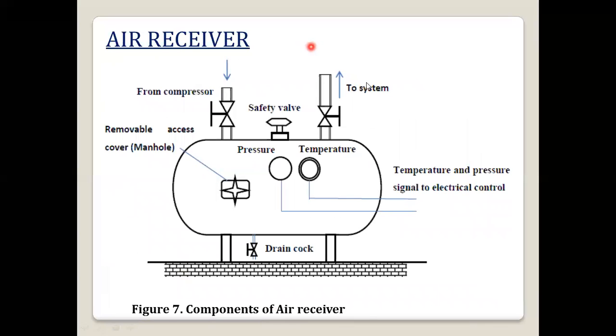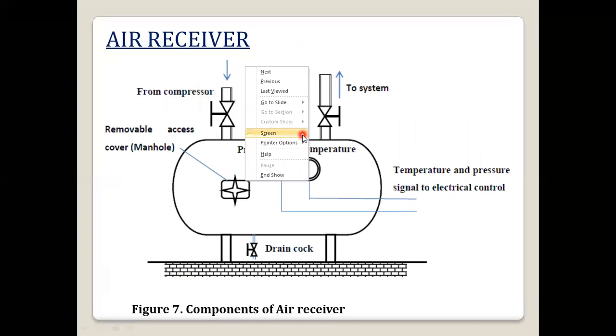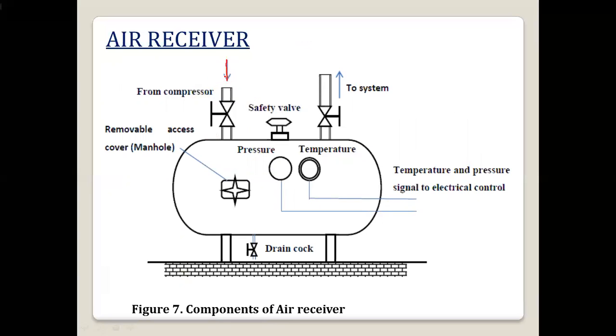So let us see the diagram of the air receiver. In the air receiver, what happens? The compressed air is coming from the compressor. Here we are getting the compressed air, then it will get inside the air receiver. Here the air will start storing. We should have the pressure and temperature devices. We have to check the pressure, and temperature also is very important.